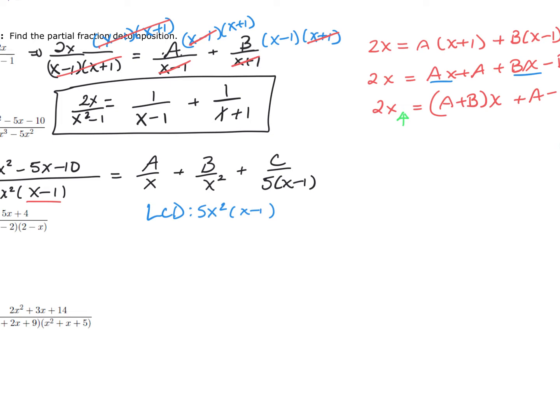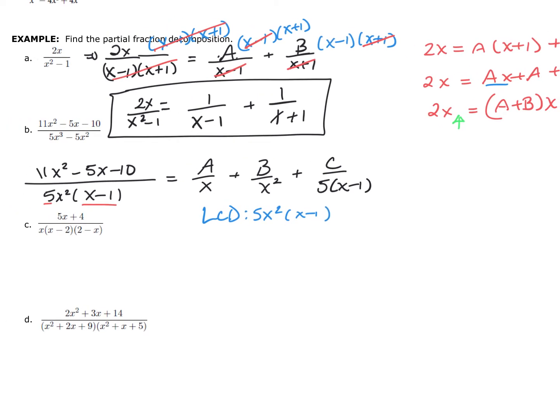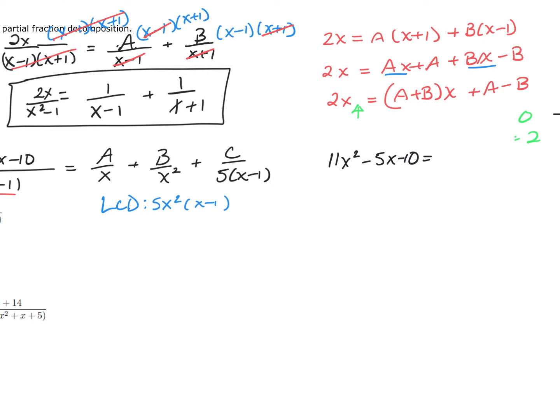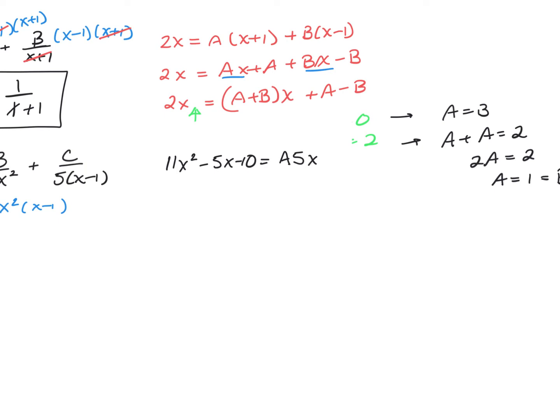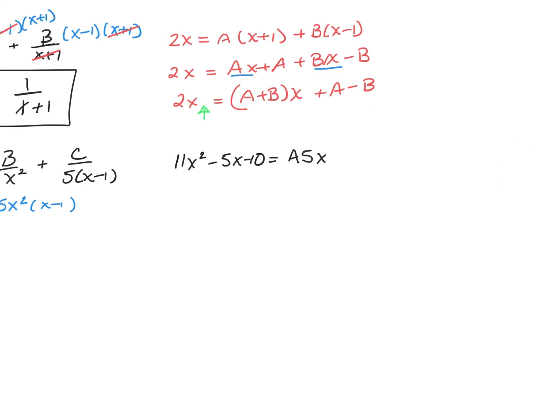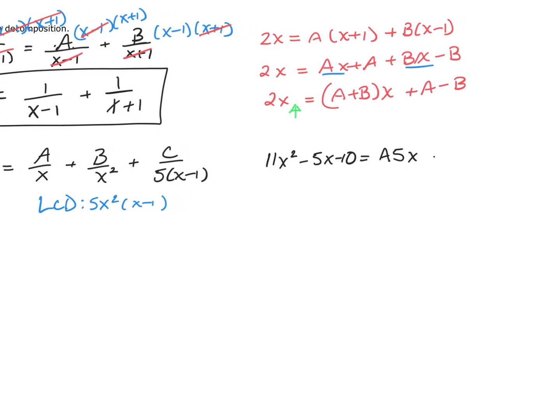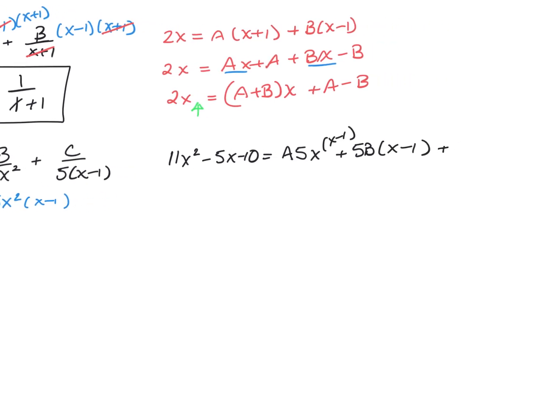I'm going to be left with my left side, which is the 11x squared minus 5x minus 10. And on the right-hand side, I'm going to be left with an a, 5, and an x. Let me erase this as well. Get rid of that. And I will have a plus 5b and x minus 1. Oh, and this one also should have an x minus 1. And then plus c, and then this is going to be x squared.